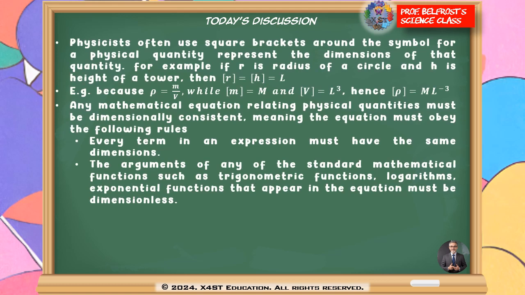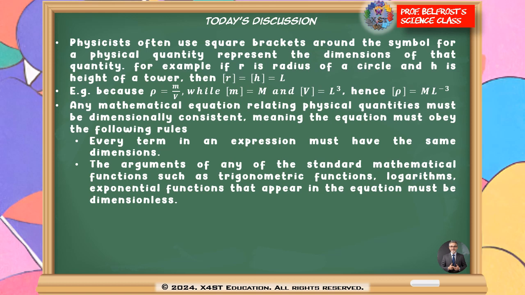Physicists often use square brackets around the symbol for a physical quantity to represent the dimension of that quantity. For example, if r is the radius of a circle and h is the height of a cylinder, then [r] equals [h] equals capital L. Okay, so we do some checks.